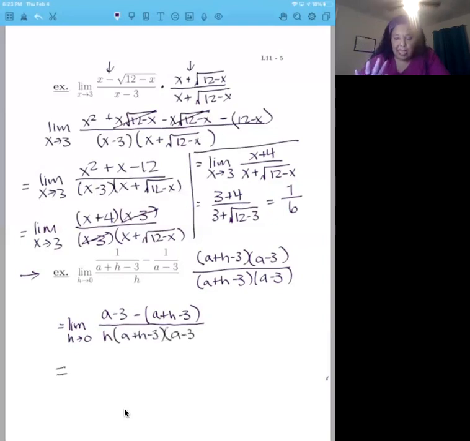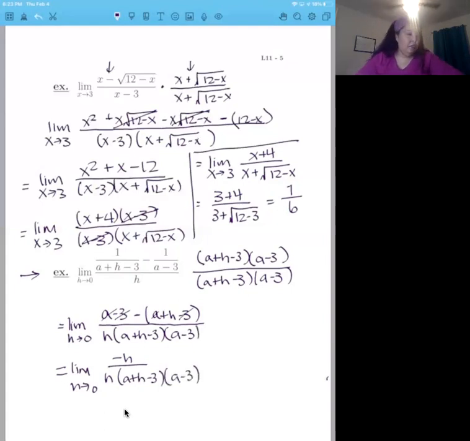In the numerator, let's add like terms. I have an a minus a, and I have a negative 3 minus negative 3. So I'm left with a negative h over h times a plus h minus 3 times a minus 3.